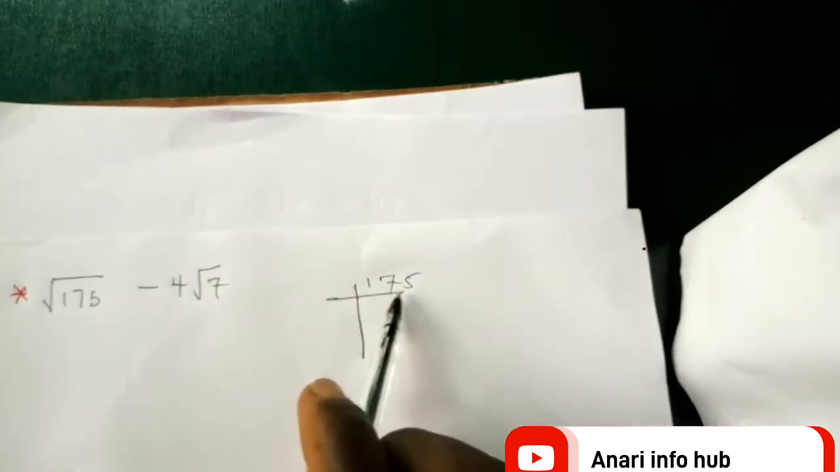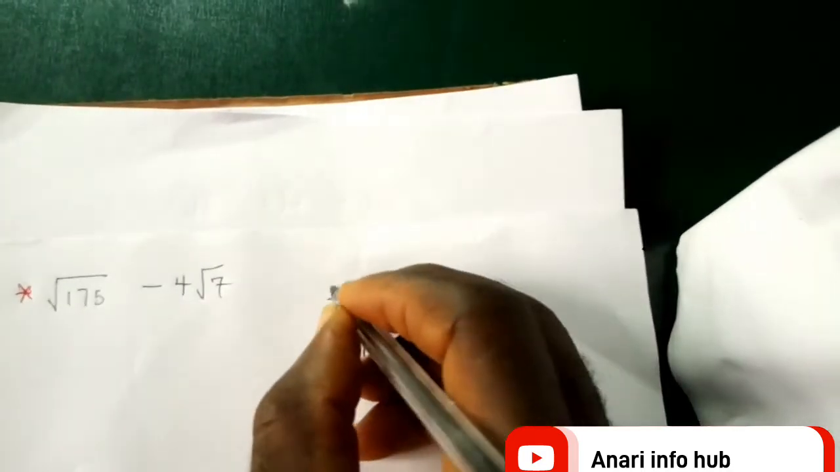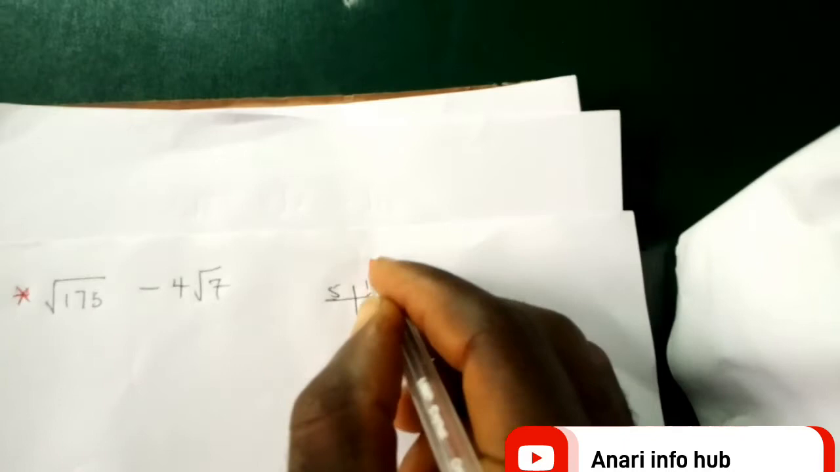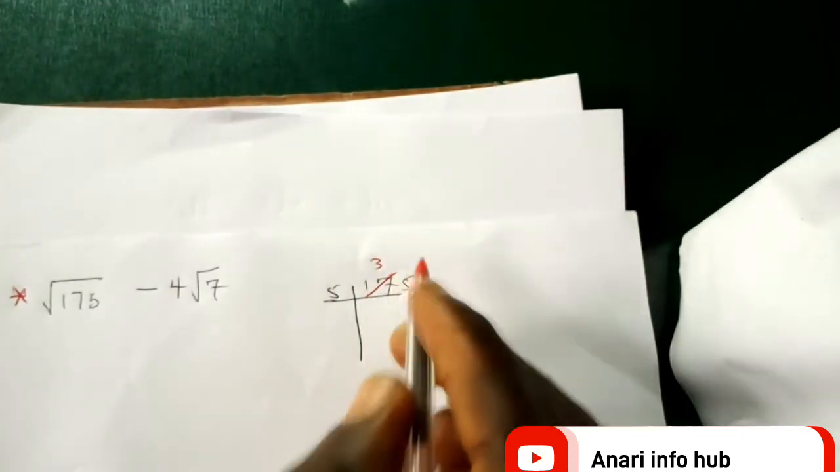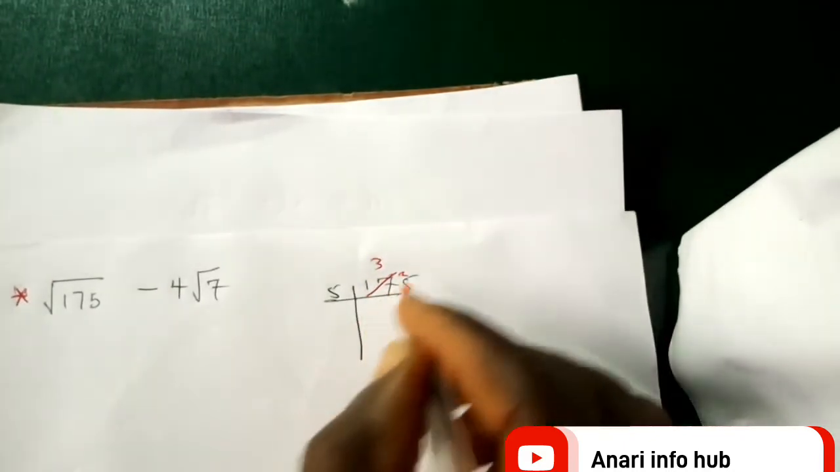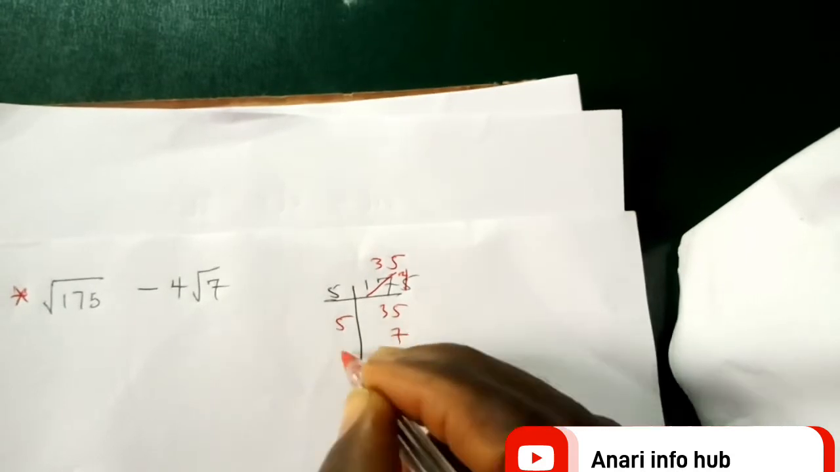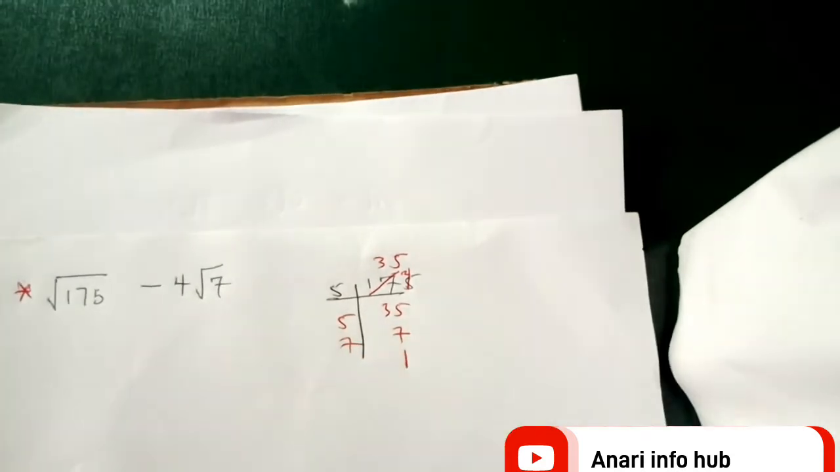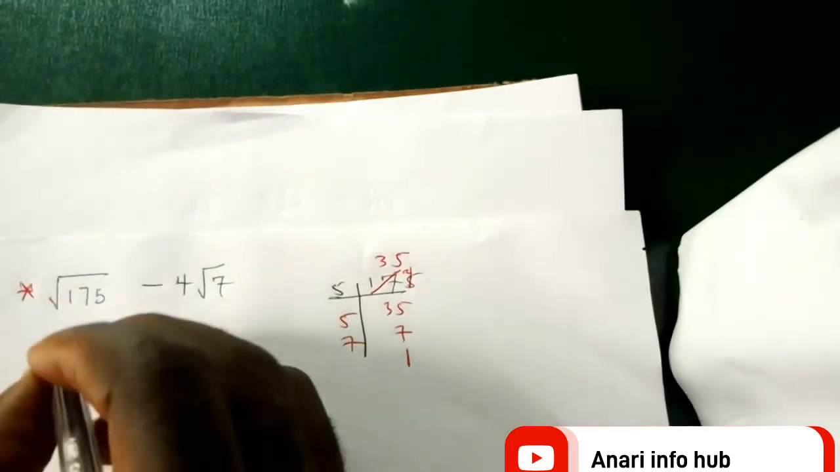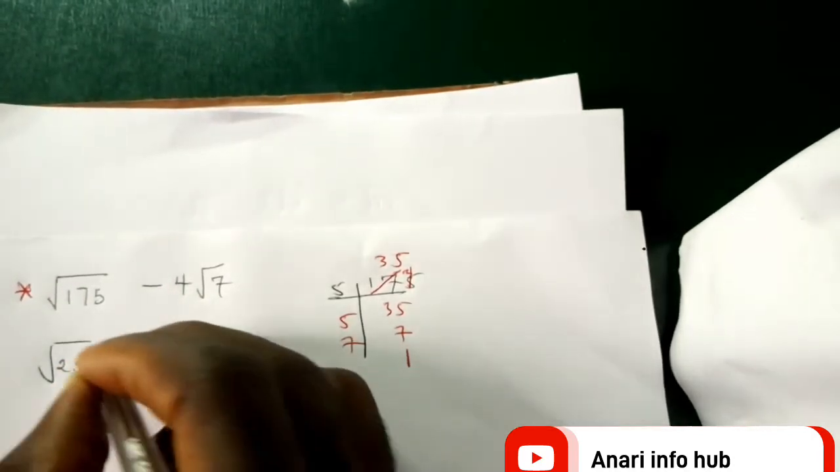If you look at 175, you find that 5 can go into this 35 times, right? It remains 0. 5 in 35 is 7, and then 7 can go in 1 time. Hope it's clear. That means that this is 25 multiplied by 7. Then minus 4 root 7.